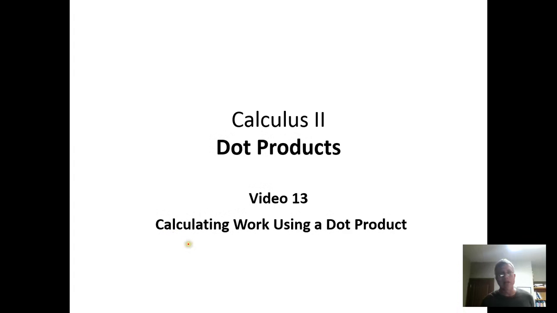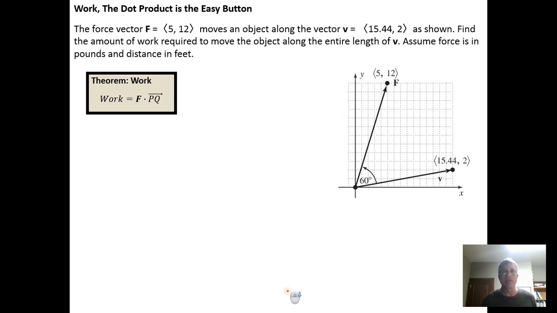So in this video we're going to calculate work using a dot product, and we're going to do 3 examples. We're going to do 2 examples where we have to come up with the vectors ourselves, and one example where we're just given the vectors. But remember, in the previous video we said that work could be calculated if we just took the dot product of the force vector times the distance vector.